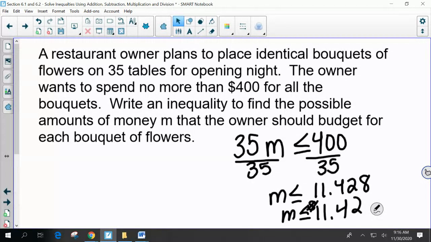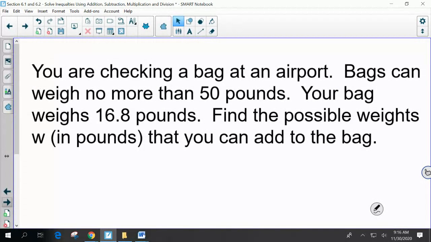All right, so the next problem. You are checking a bag at an airport. Bags can weigh no more than 50 pounds. That's standard at any airport check-in. Your bag weighs 16.8 pounds. Find the possible weights in pounds that you can add to the bag. So can the bag weigh 50 pounds? Yes. And it weighs 16.8 now. So 16.8 pounds plus w has to be less than or equal to 50.